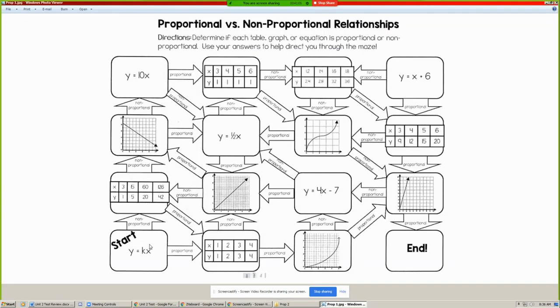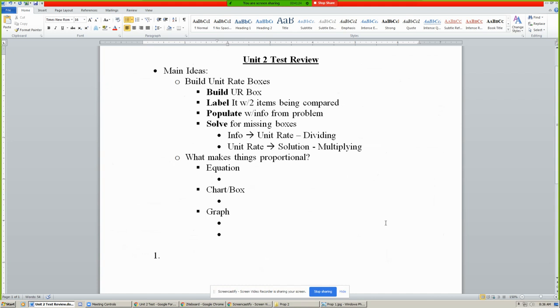We look at these ones that are proportional: y equals kx, y equals 10x, y equals 1/2 x. And we look at these ones that are non-proportional: y equals 4x minus 7, y equals x plus 6. We notice what these have in common: they have this addition or subtraction piece. So for equations, it needs to be in the form y equals kx, with no addition or subtraction. This is the most important piece right here: y equals kx.